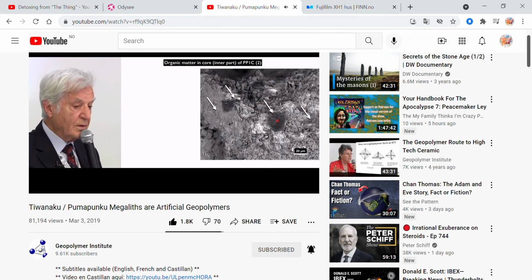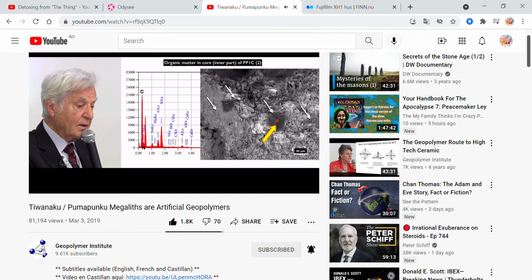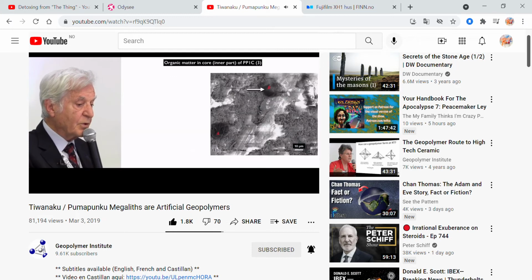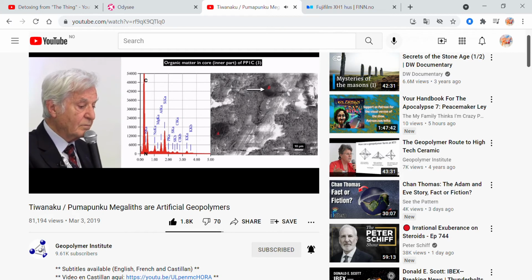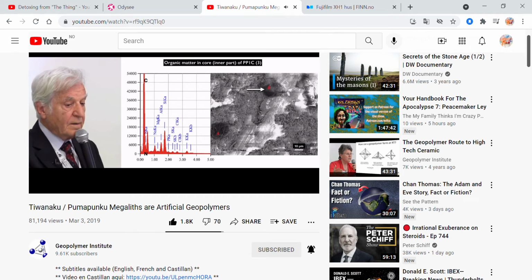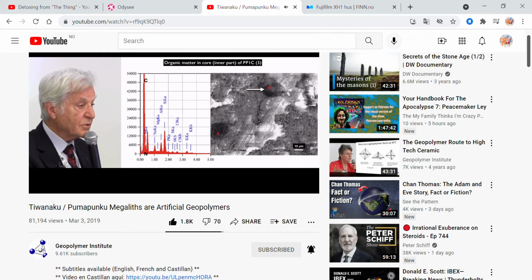Another point, we have a very smooth surface that could be the surface of a binder. And we have the dark spot, so we focus on the dark spot. Organic, carbon, nitrogen. Spot number 3, we have the same: carbon, nitrogen, and other elements. Everybody will agree that this organic matter suggests the presence of an artificial stone.